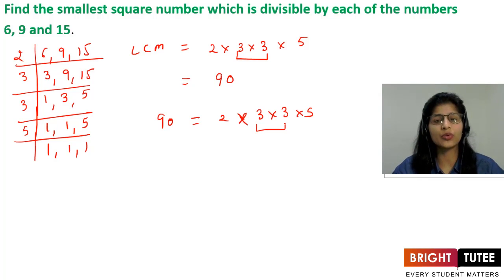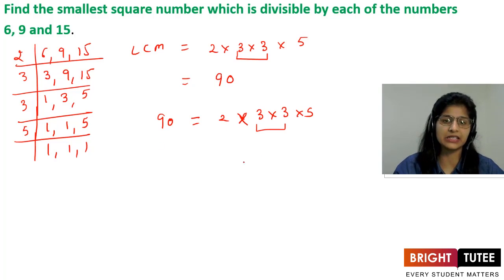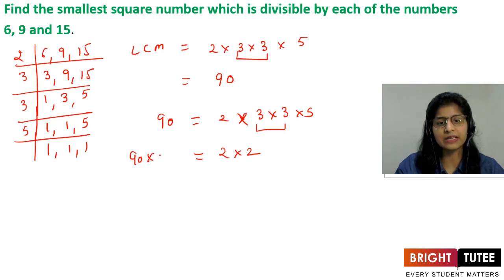Now, if we have to find the smallest one and make it a perfect square, how do we do that? Because we have to find the smallest square number. So 90 is not a square number, right? This is not the square of some number. So we need to do what? To make it a perfect square, we need to multiply by 2. So if this side we multiply by 2, we have to multiply by 2 this side also.